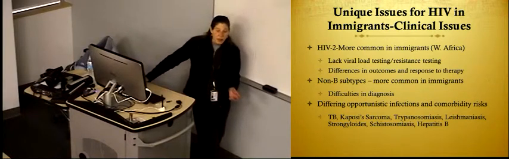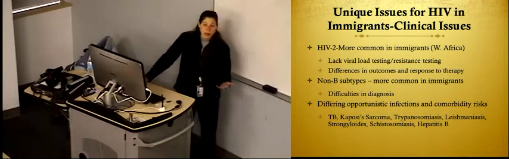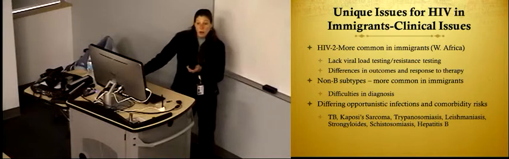There also may be differing risks of opportunistic infections and other comorbidities. So tropical illness that we don't see very much in U.S.-born populations is more common. So things like tuberculosis, of course, Kaposi sarcoma, but also trypanosomiasis. That's something that happens in Africa and South America. Leishmaniasis, same kind of epidemiology. Strongyloidiasis, schistosomiasis, I just like saying iasis, obviously, and hepatitis B. So these are things that we need to have on our radar screen as clinicians caring for these people.